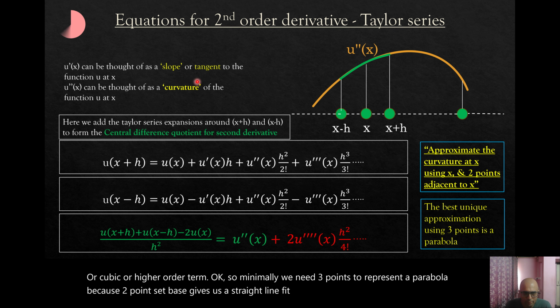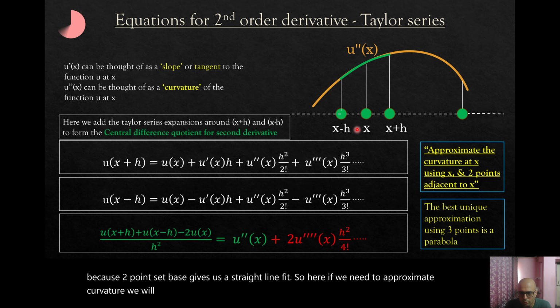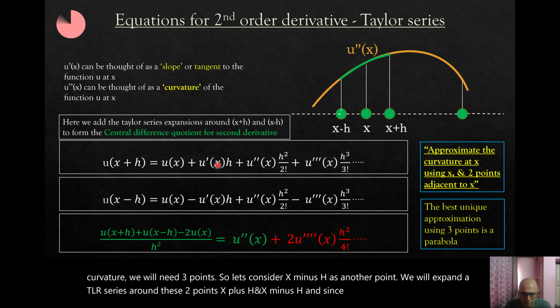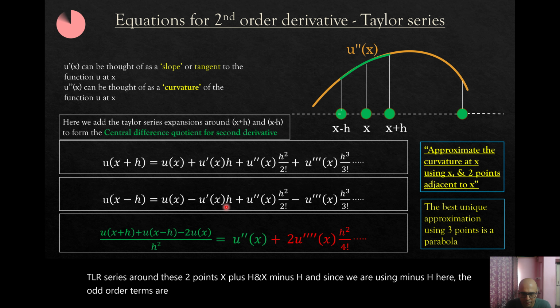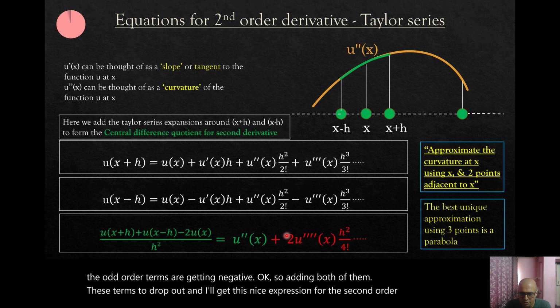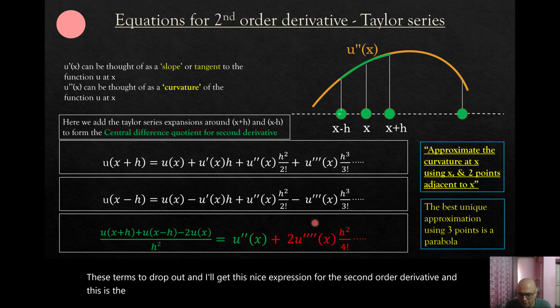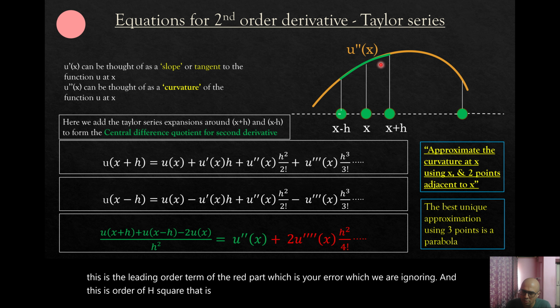So here, if we need to approximate curvature, we will need 3 points. Let's consider x minus h as another point. We'll expand the Taylor series around these 2 points, x plus h and x minus h. And since we are using minus h here, the odd order terms are getting negative. So adding both of them will cause these terms to drop out, and I'll get this nice expression for the second order derivative. And this is the leading order term of the red part, which is your error, which we are ignoring. And this is order of h square. That is because you are using 3 points, so it is more accurate. So this is like fitting a parabola again.